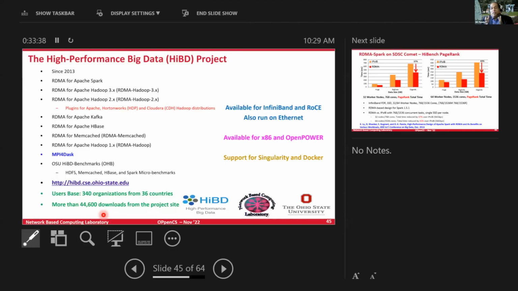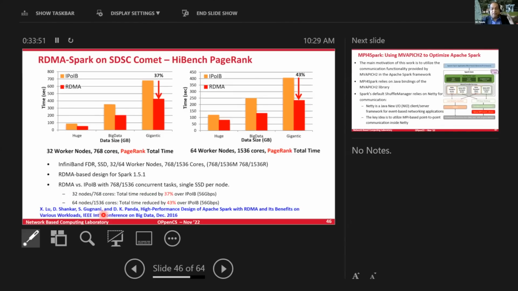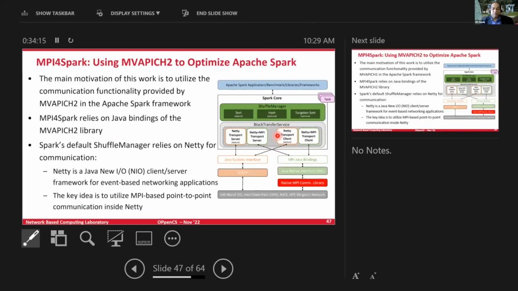But now as these newer networks are coming, the question is, do we redesign everything for every network, or can we leverage the MPI library? Okay, so let me show you both sides of numbers. So this is RDMA Spark. This is the traditional design that we have done. This is running on SDSC Comet, like the HiBench PageRank. Here you can see this is the standard Apache Spark, and then this is our RDMA-based Spark. And as you can see, we can reduce the execution time by 30%, 37%, or 43%. This is on pure InfiniBand. Again, with better software, you can actually get better performance.